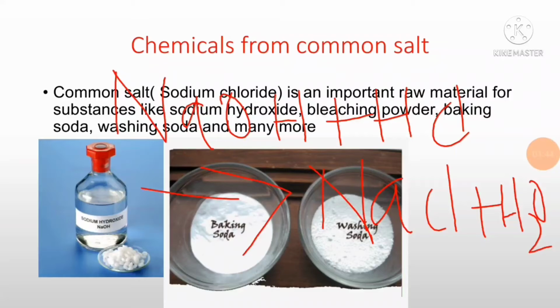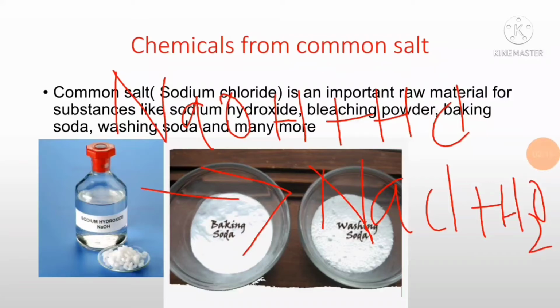What are the uses of common salt? First use, we all know that common salt is used in cooking food. It improves the flavor of food. And it is essential for our body. Sodium chloride is required by our body for the working of the nervous system and the movement of muscles and the production of hydrochloric acid in the stomach for digestion of food.